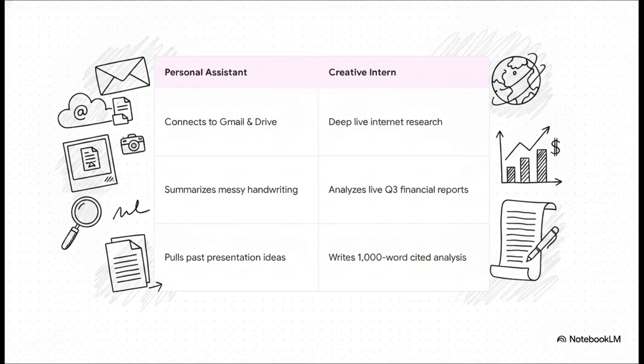On the personal assistant side, it hooks directly into your private world, your Gmail, Drive, and photos. So you could literally say, hey, find that presentation my designer sent last month, pull the key ideas, cross-reference it with this photo of a messy whiteboard from my camera roll, and summarize the handwriting. It just gets it. But then flip the switch to creative intern mode. You can tell it to do deep, live internet research. You could prompt it to write a 1,000-word analysis on the future of the EV market, complete with cited sources and the absolute latest Q3 financial reports. It does the heavy lifting, the analyzing, the citing all by itself.